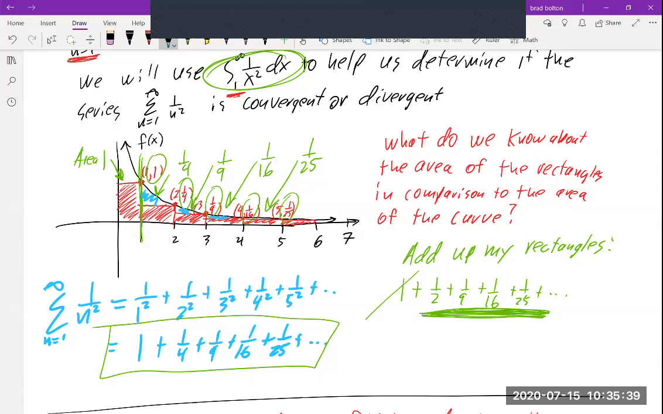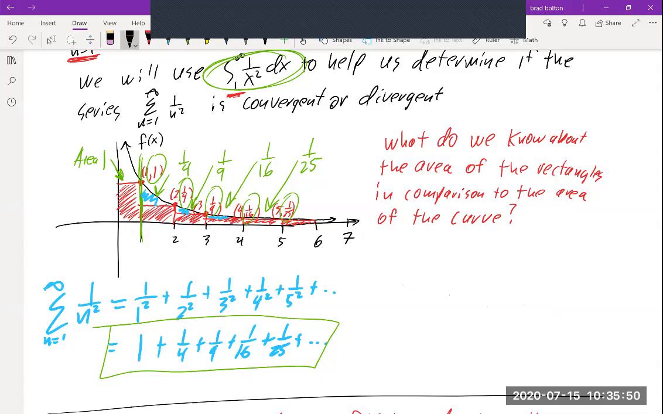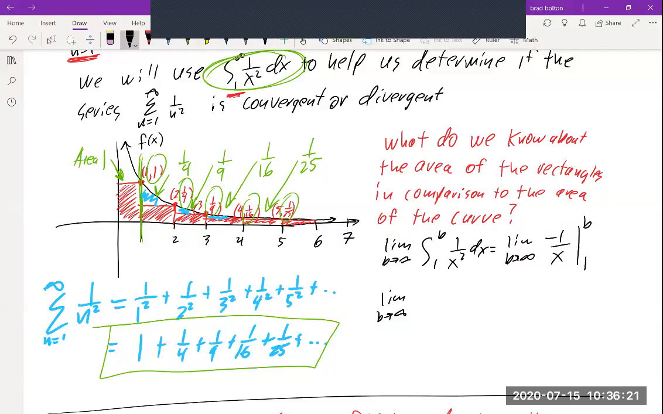So what we need to do for these types of problems is discover what the limit as b approaches infinity of the integral from 1 to b of 1 over x squared dx is worth. So this becomes the limit as b approaches infinity of, what would that be? -1 over x, right? Because it's x to the -2, we add 1 to the power, from 1 to b. So then this becomes the limit as b approaches infinity of -1 over b plus 1 over 1, which equals 1.